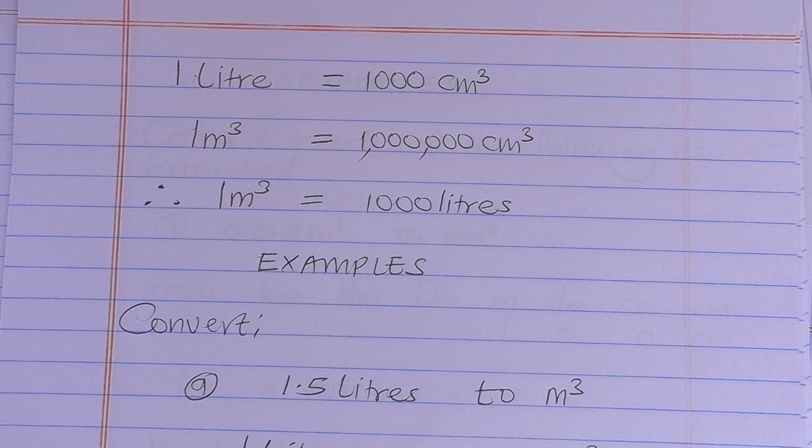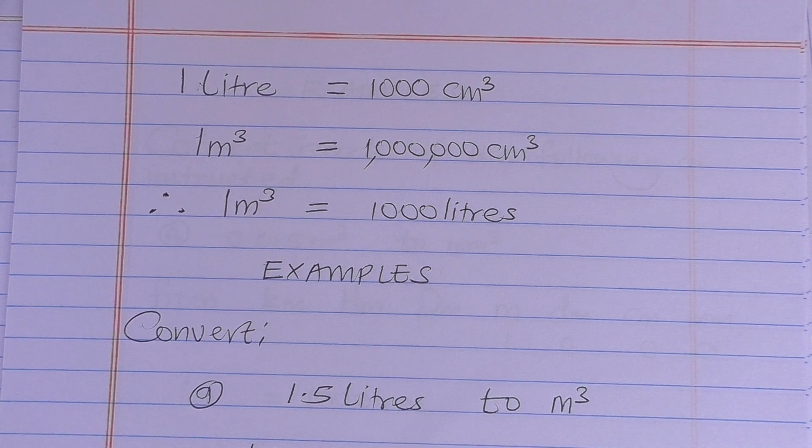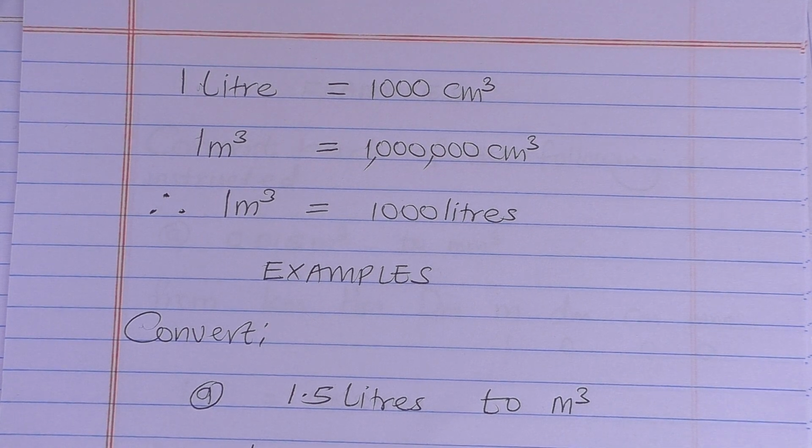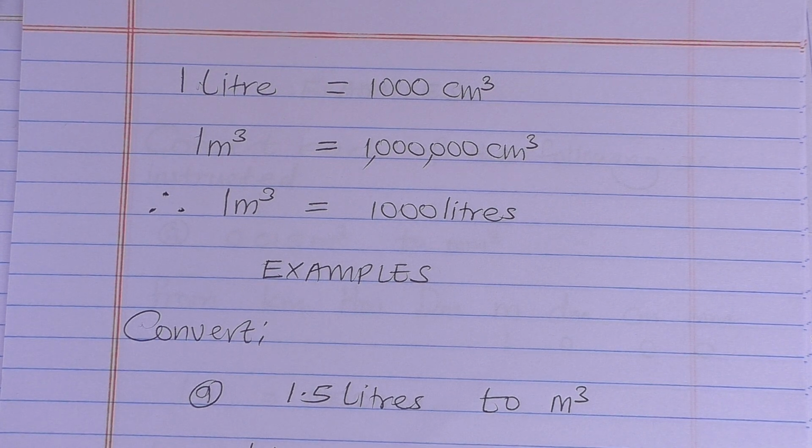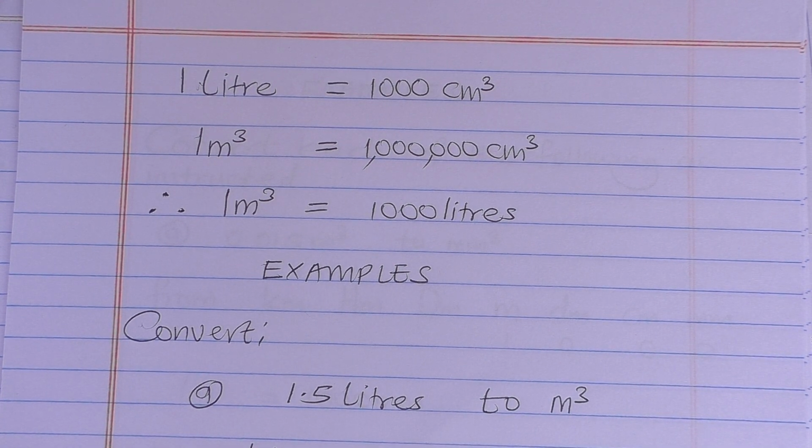I welcome you to our second part of conversion of units of volume. In the first lesson, we looked at how we convert units of volume such as cubic kilometers to cubic meters to cubic centimeters, and then cubic centimeters to cubic millimeters. So in this video we shall look at how to convert liters to cubic centimeters and also cubic meters, and then we shall have some examples and trial questions.